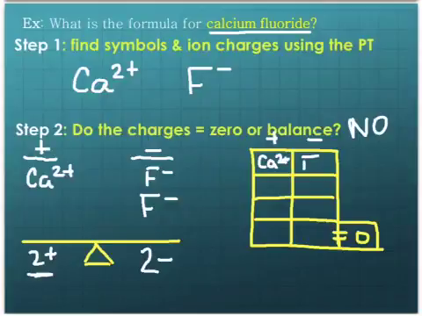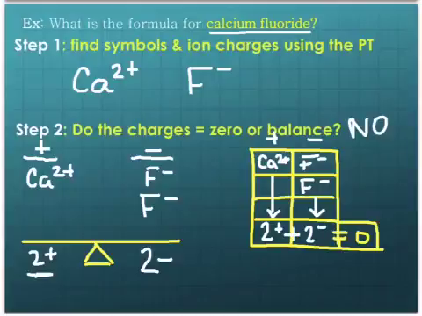+2 and -1 are not currently balanced, so that does not work, and therefore I would have to add on another fluorine ion. Now my total is +2 in the positive column. My total in the negative column is -2. When adding those two together, yes, that would equal 0. So we're not done here. We still have to write the chemical formula.